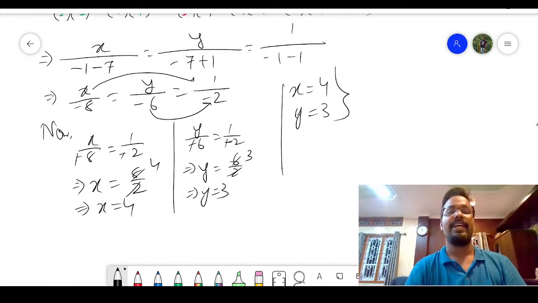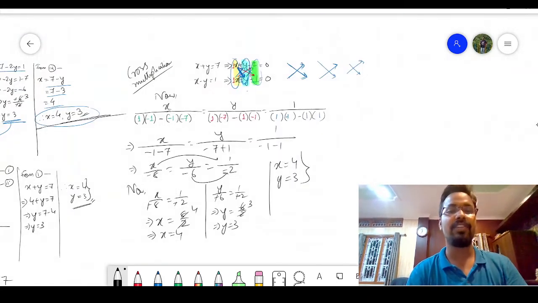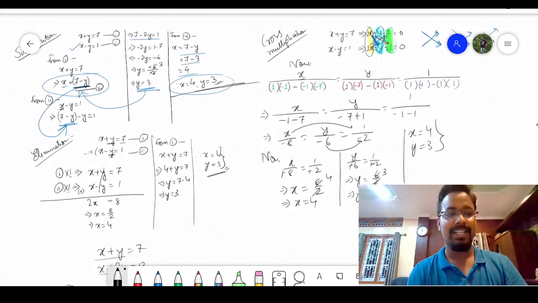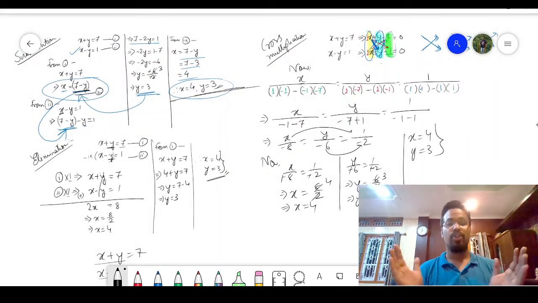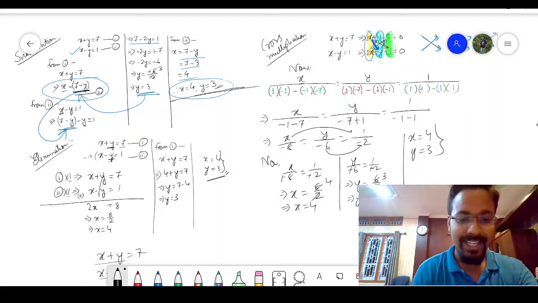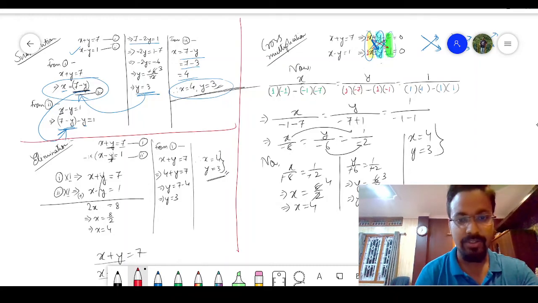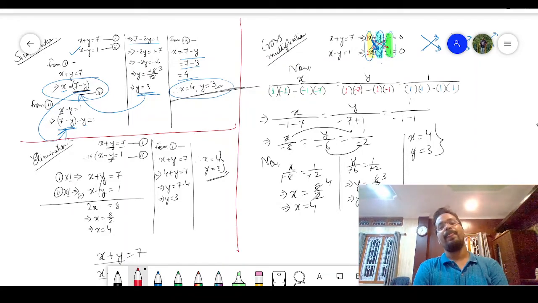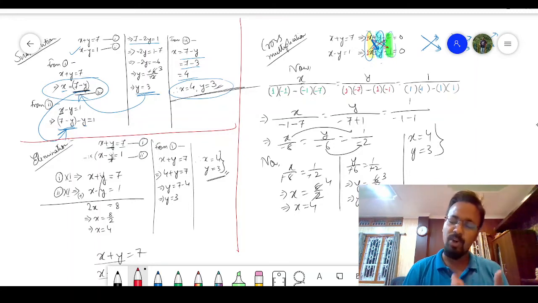And that's how we have solved the same pair of linear equations in two variables in three different ways: by substitution, elimination, and cross multiplication. So that is the end of the three different ways by which we can solve a pair of linear equations in two variables. I hope it makes sense. I hope you understood whatever we have discussed here today.